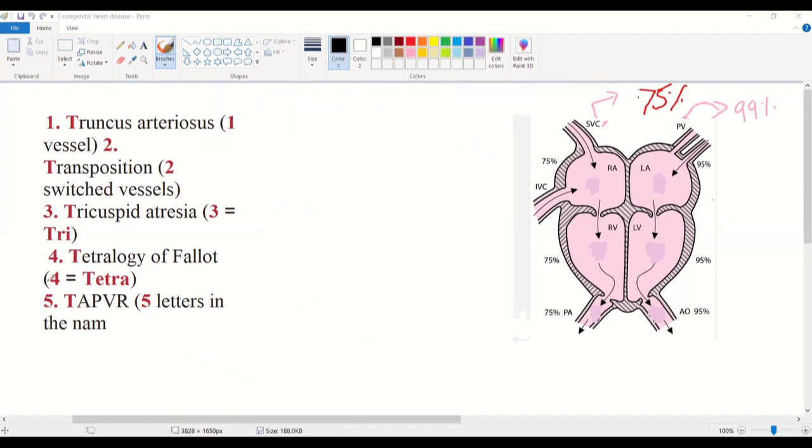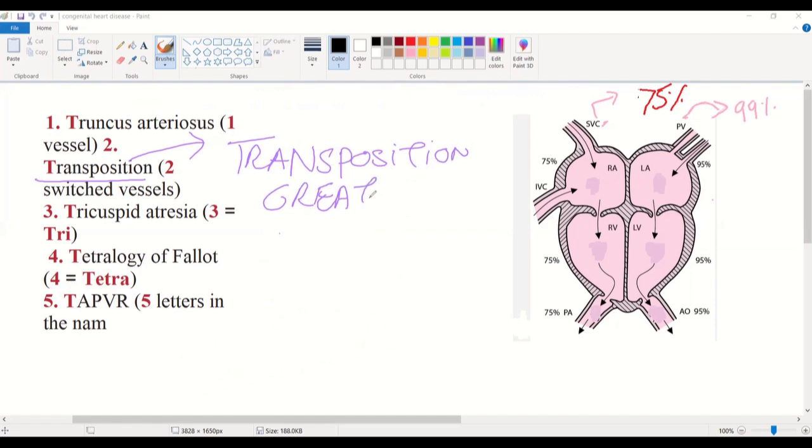Okay, so next is transposition of great vessels. Which are the great vessels in the heart? Aorta and pulmonary trunk. Normally, the aorta comes from the left ventricle, and the pulmonary artery comes from the right ventricle.